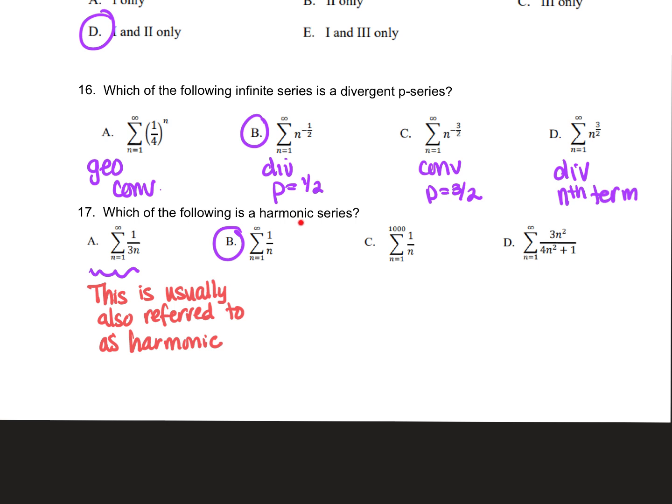And which one of these are harmonic? Harmonic means that it's a P-series with p equals 1. This one's not harmonic because it's not the entire 1 to infinity. So this one's your harmonic. This would also be referred to as harmonic. In fact, anything that looks like 1 over an plus b is going to be considered harmonic.